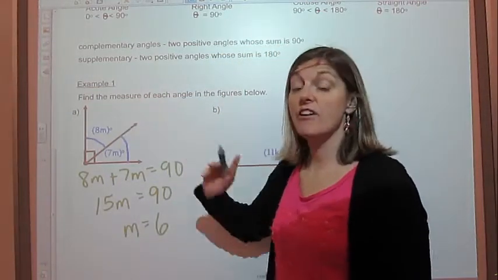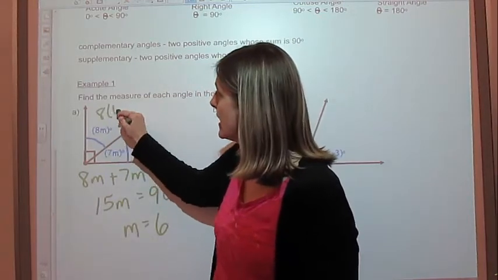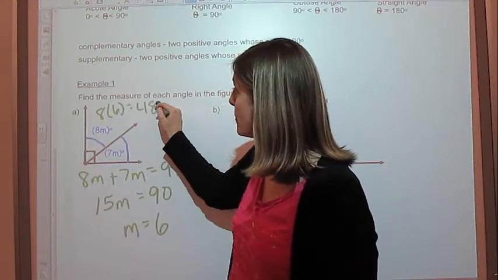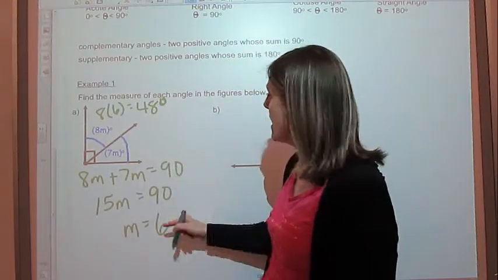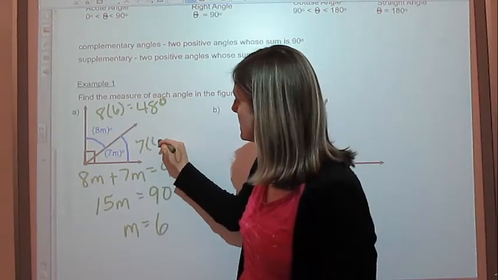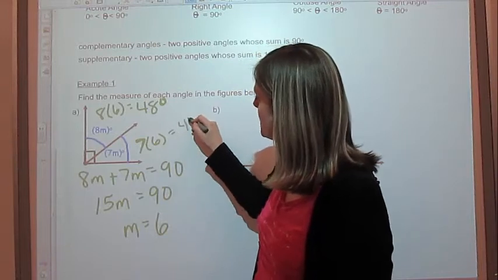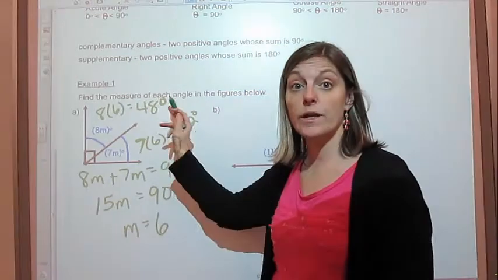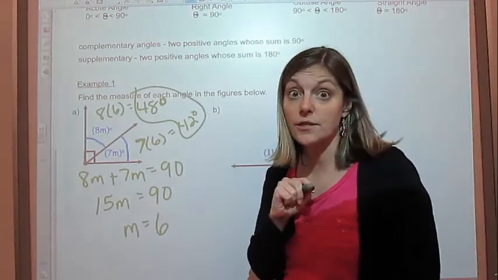And now it said find the measure of each angle, so we need to go plug that back in. So 8 times 6 gives us 48 degrees. That's a degree symbol, not a 0. And then 7 times 6, that's a 7, it's an ugly 7, but that's okay, is 42 degrees. Check yourself. Does 48 plus 42 equal 90? Yes, it does. So these are your answers.